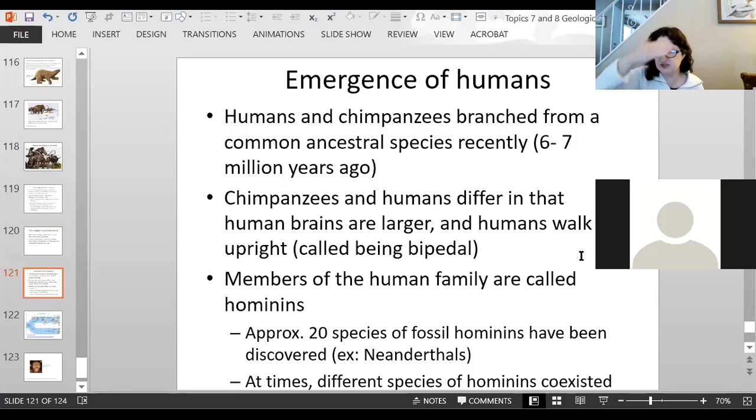Their skull was a different shape. Their bodies were different. They were a lot shorter. So their body had a lot more in common with chimpanzees than ours do now. Our bodies are very different from chimpanzees, but the early humans would have been very similar to chimpanzees because they branched from the same ancestor. Today, chimpanzees and humans differ in that our brains are larger and we can walk upright. Walking upright is called bipedal. Any member of the human family is called a hominin.